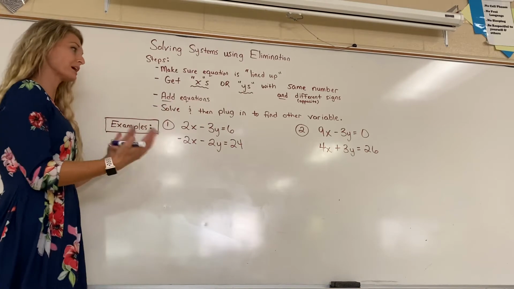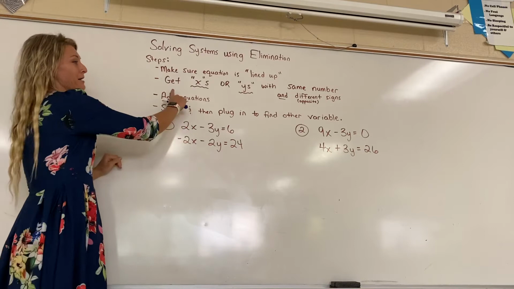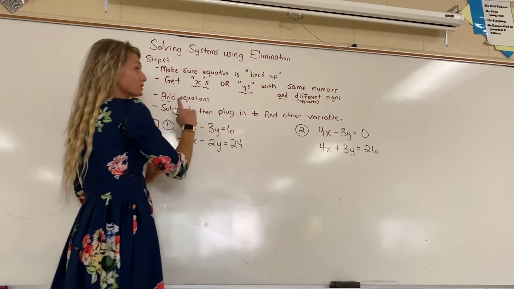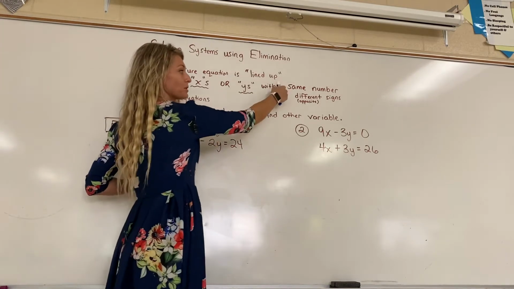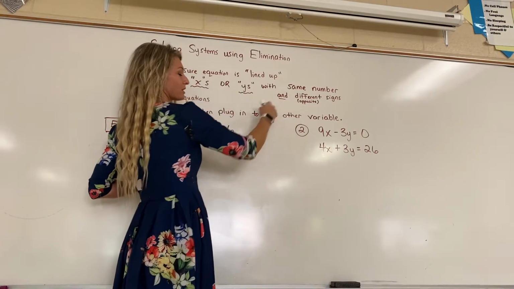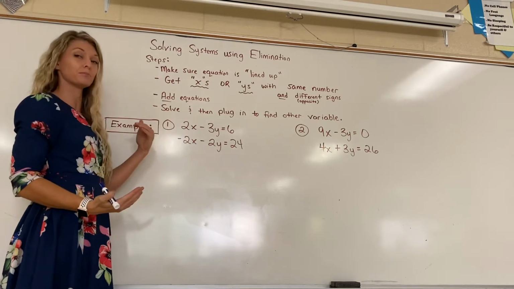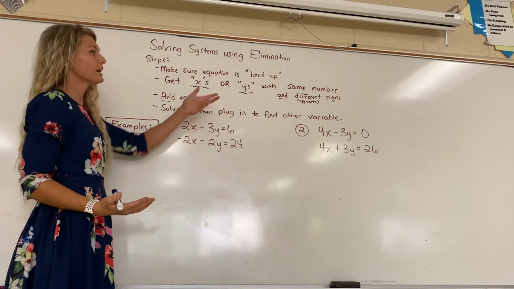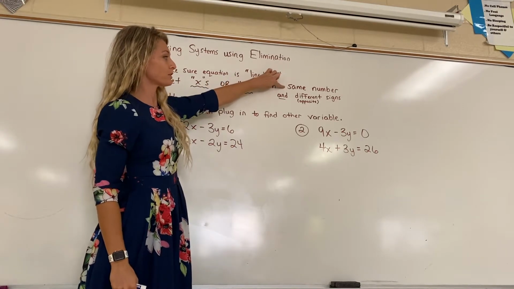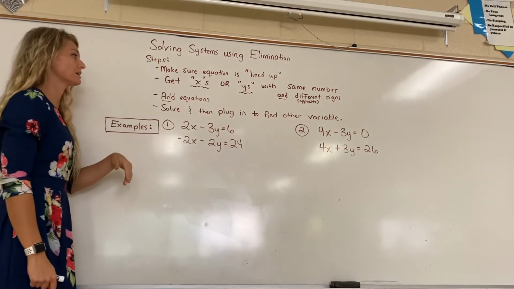And then you're going to look at one of your variables. Most of the time it'll be x's and y's, but if not, you just look at whatever variables you have. You need to make sure that at least one of them has the same number in front, but with opposite signs, okay? Because that's the thing that makes one of them go away. You have to make sure that they have the same number in front and different signs. It could be with your x's or your y's, and we'll look at that in a minute.